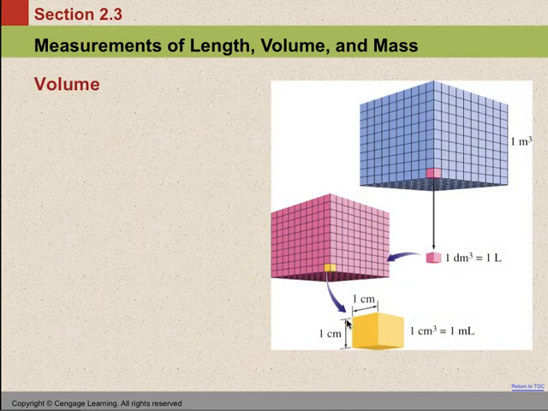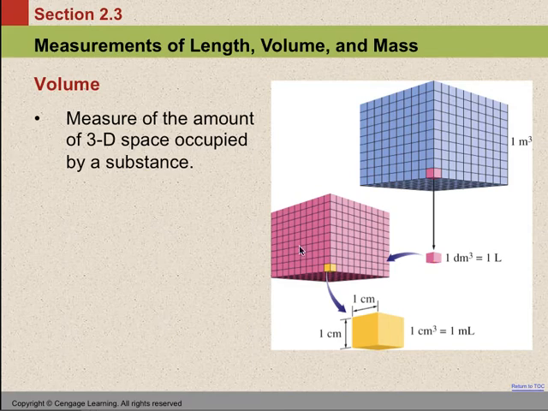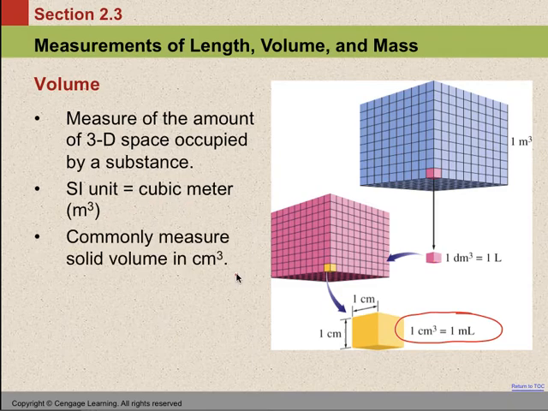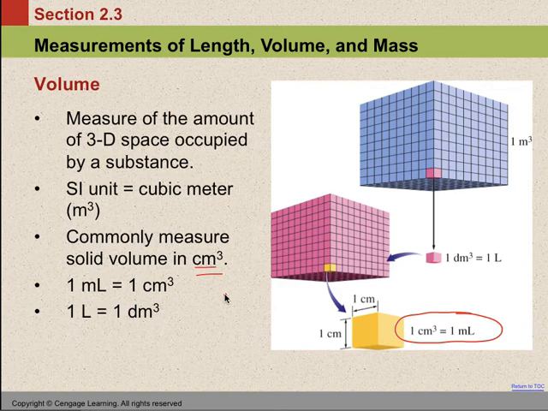Volume is a measure of 3D space. This is important for you to know. 1 centimeter cubed is equal to 1 milliliter. The SI unit for volume is actually a cubic meter. Commonly we measure it in centimeters cubed. 1 milliliter is 1 centimeter cubed. 1 liter is 1 decimeter cubed. We won't use that a whole lot.